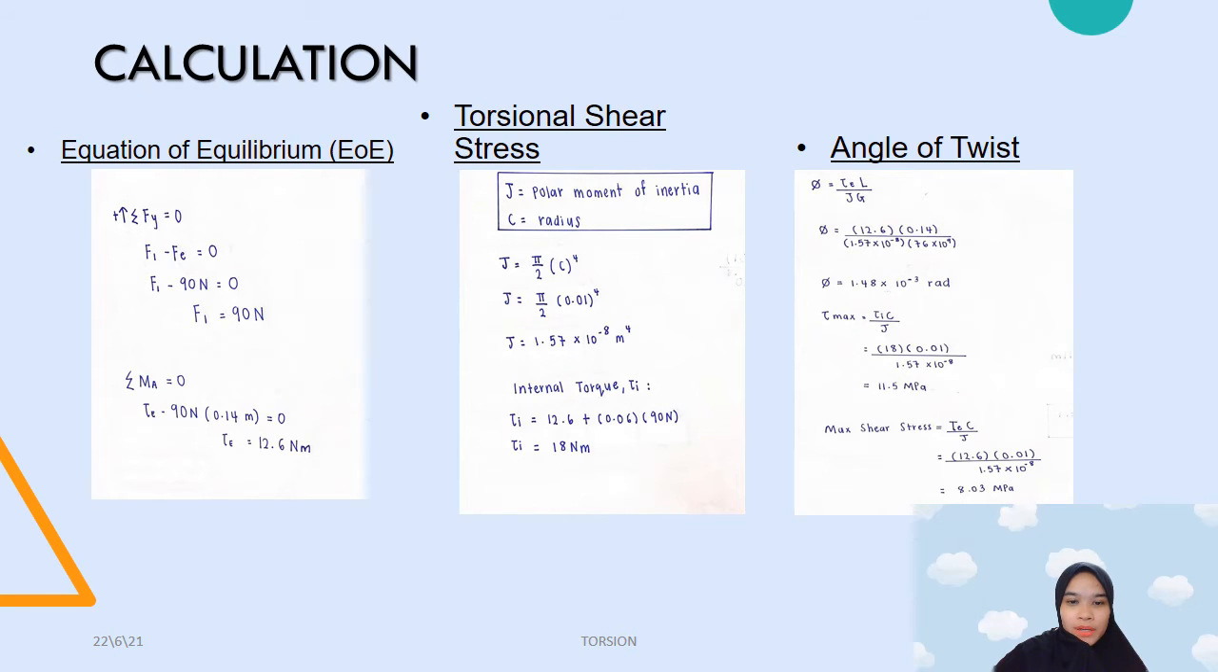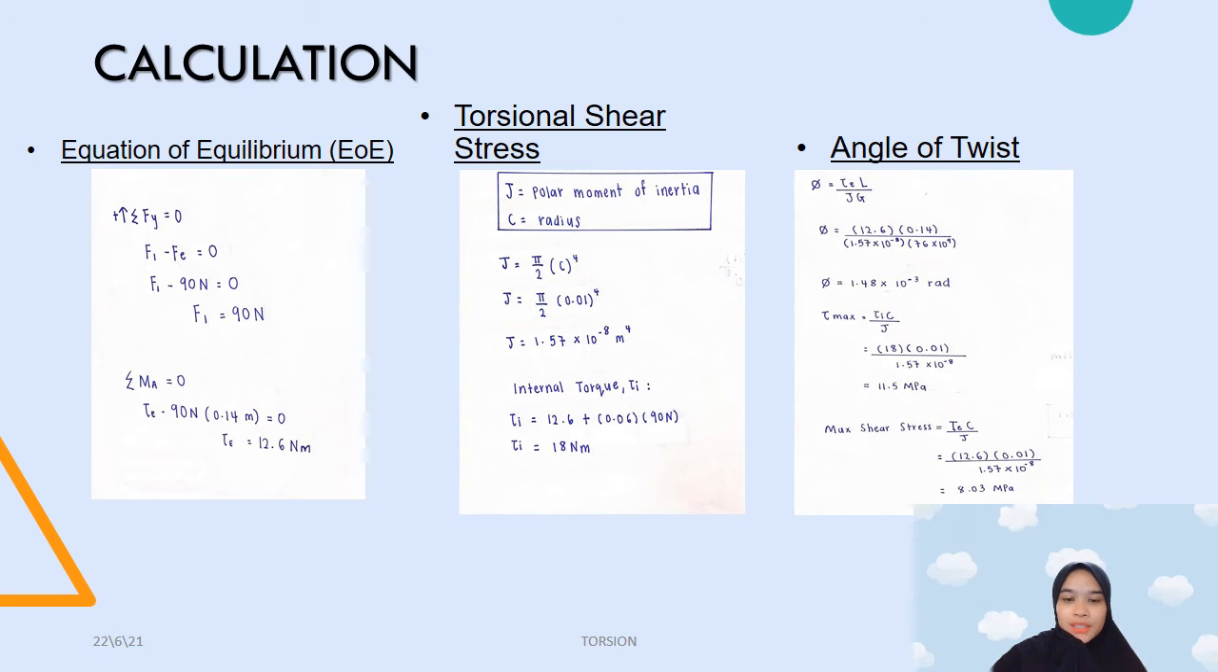Next, we will find the torque. We will be using moment to find the torque. Then moment is equal to 0. Torque minus 90 Newton times 0.14 meter is equal to 0. 0.14 meter is the length of the door handle, then torque will equal to 12.6 Newton meter.